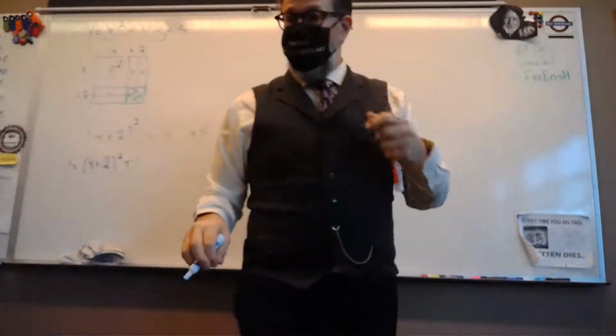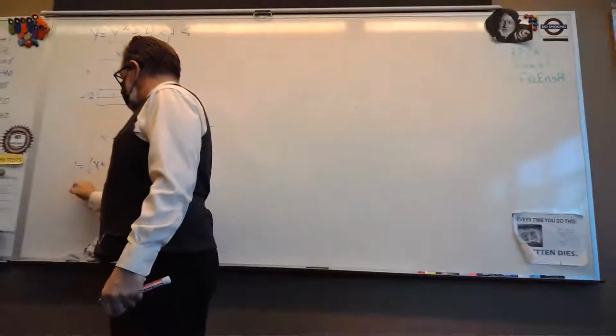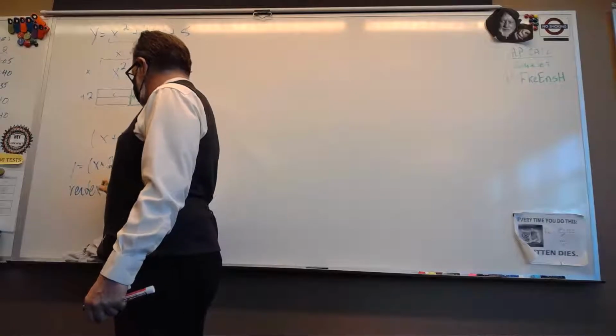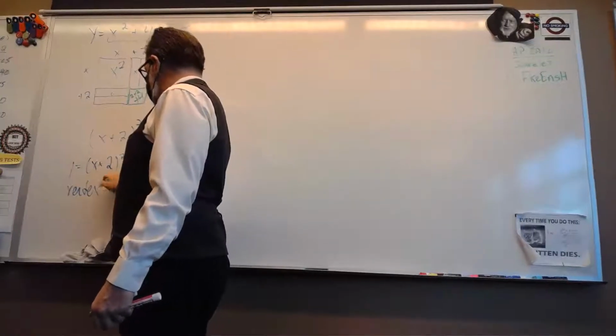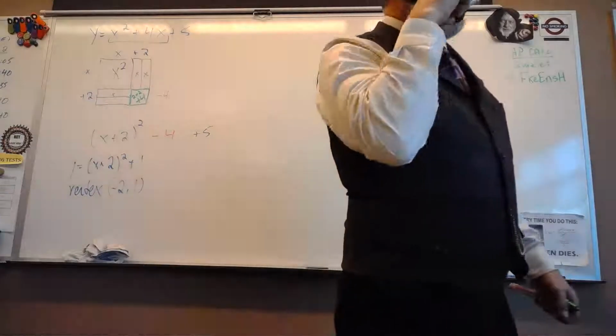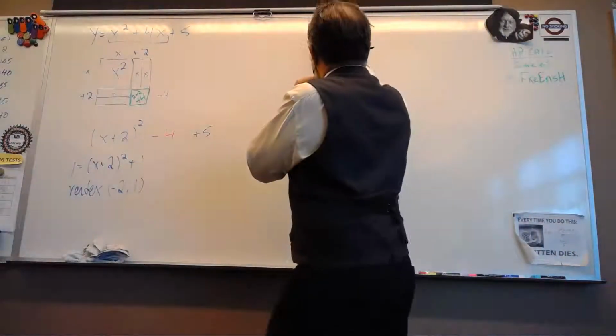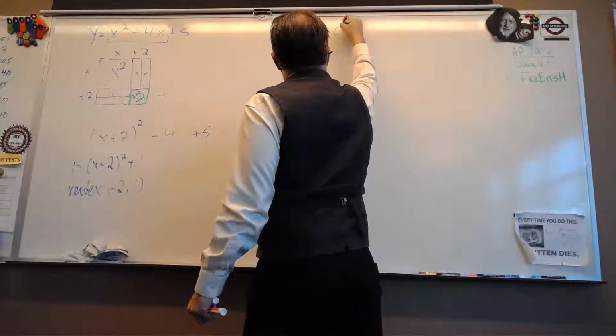And why do I do this? Well, because I immediately can look at this and say, aha, the vertex is at negative 2, 1, which I did not know up here. And now I can do a quick graph. So let's talk about quick graph very briefly. Quick graph.